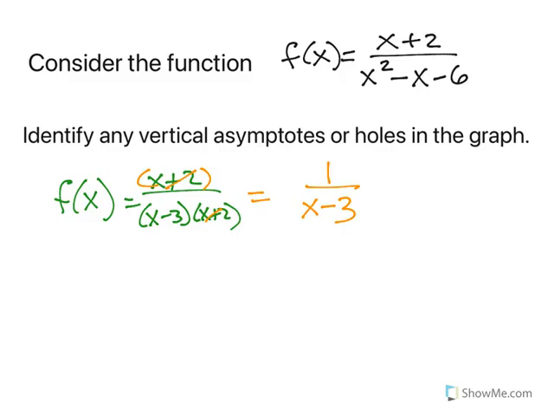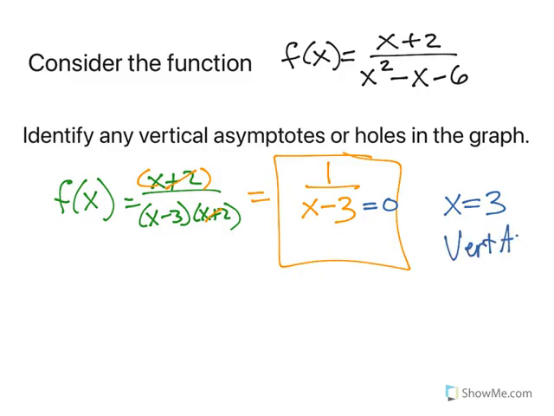When you have your rational function and you simplify it down, you look at the denominator of the simplified version and ask, what's going to make this denominator equal to 0? Well, that's x equals 3. Because that is the simplified version, that is a vertical asymptote.